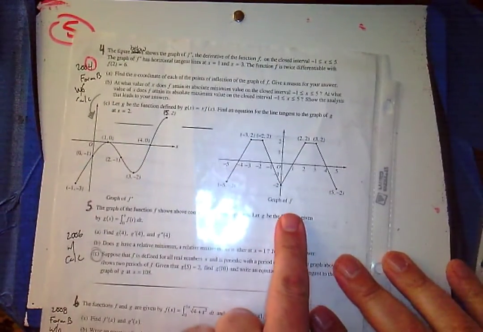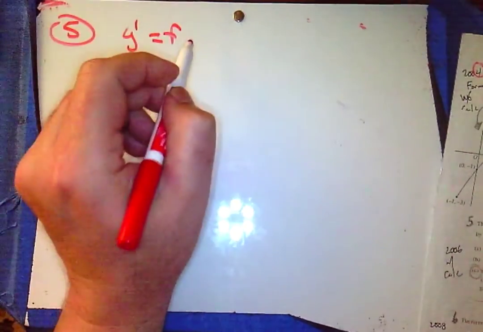Okay, we just have 5, 6, and 7 left. Problem number 5 looks like this. It's this very interesting kind of M thing. All right, let's take a look at it. It says g is the function given by the integral of that graph. Therefore, g prime equals that graph.